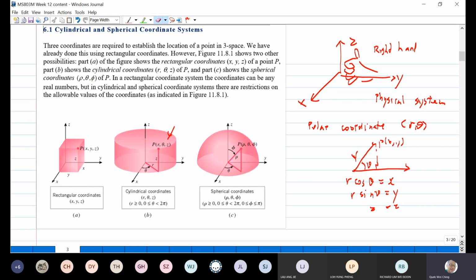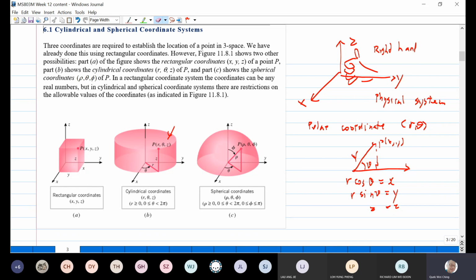So r tells you how far away you are from the z-axis, theta is the direction from the x-axis, and z is how far up, the z coordinate. So this is the cylindrical coordinate system.